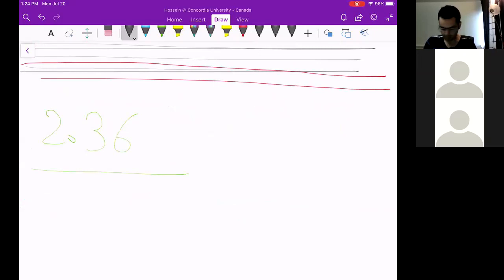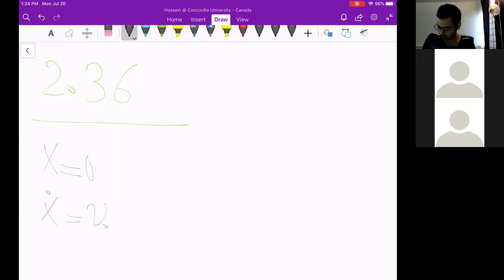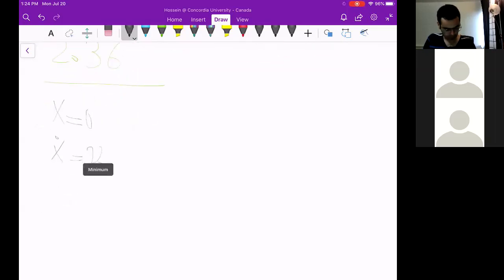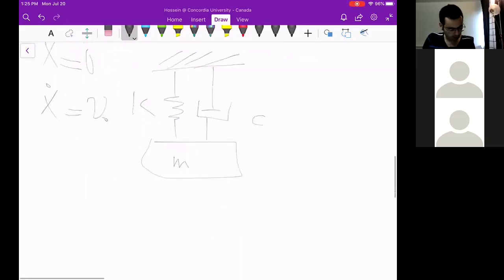Problem 2.36 says a vibrating system is started under the following initial conditions: x is 0 and x dot is v naught. Determine the equation of motion. There is a system you can model as a spring-damper with M, K, and C, and determine the equation of motion.